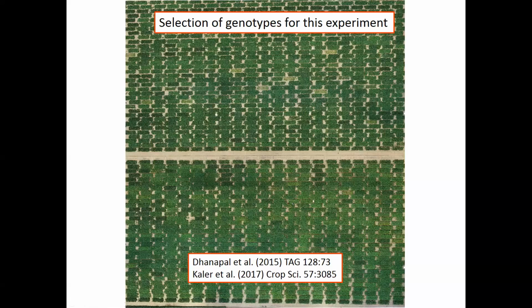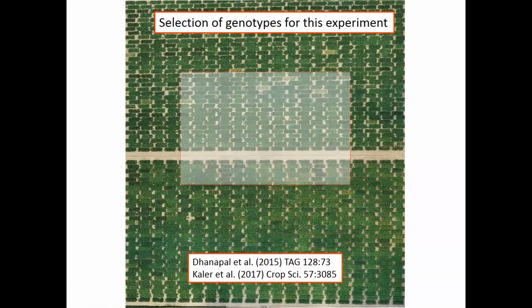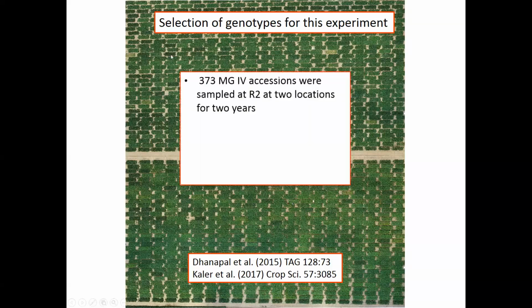Okay, I want to turn now, I've spent the previous few minutes talking about just background information. This is still background information, but I want to tell you how we selected genotypes that we used in our evaluation to look at the fractionation of C13 in different plant tissues. So we started out with a rather large panel of 373 maturity group 4 soybean accessions. And these were sampled at R2 at full bloom at 2 locations for 2 years.